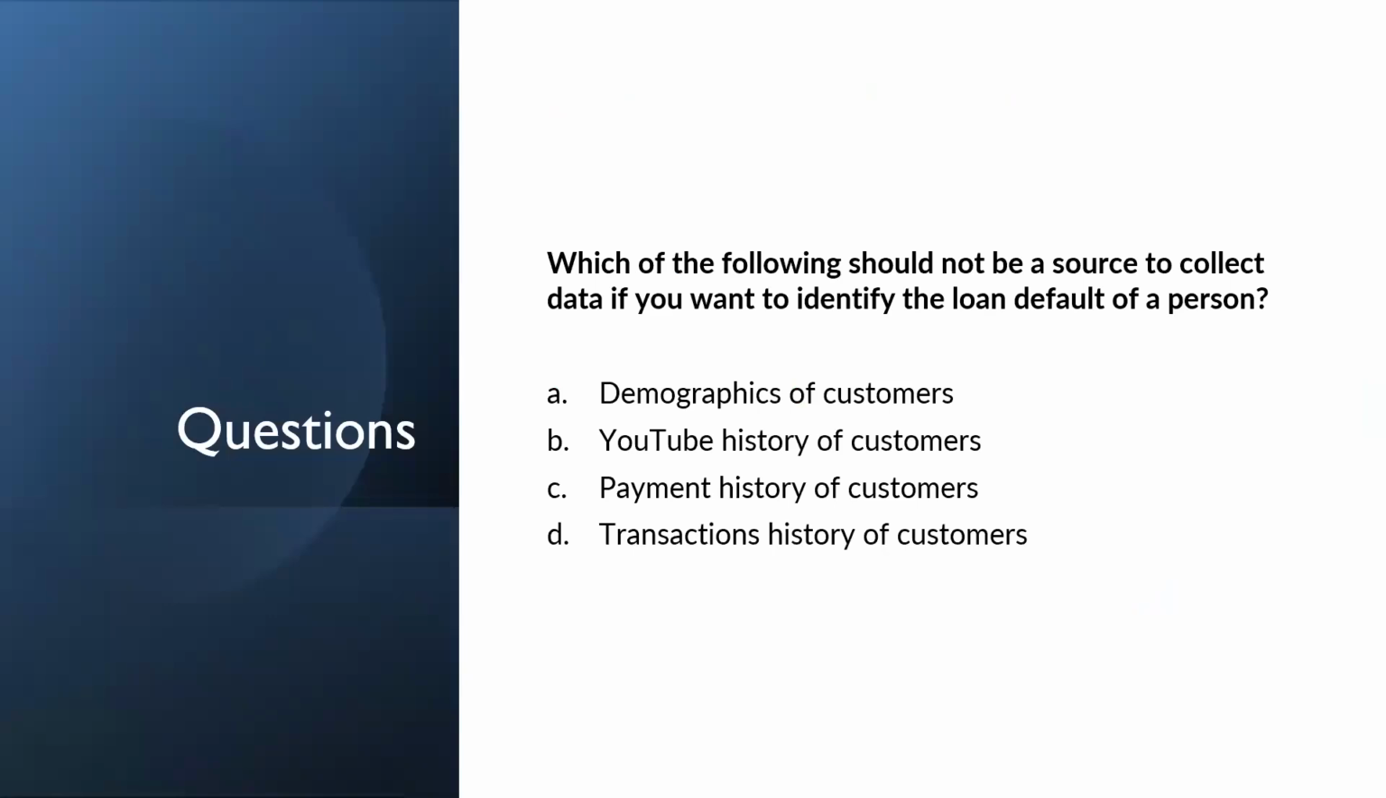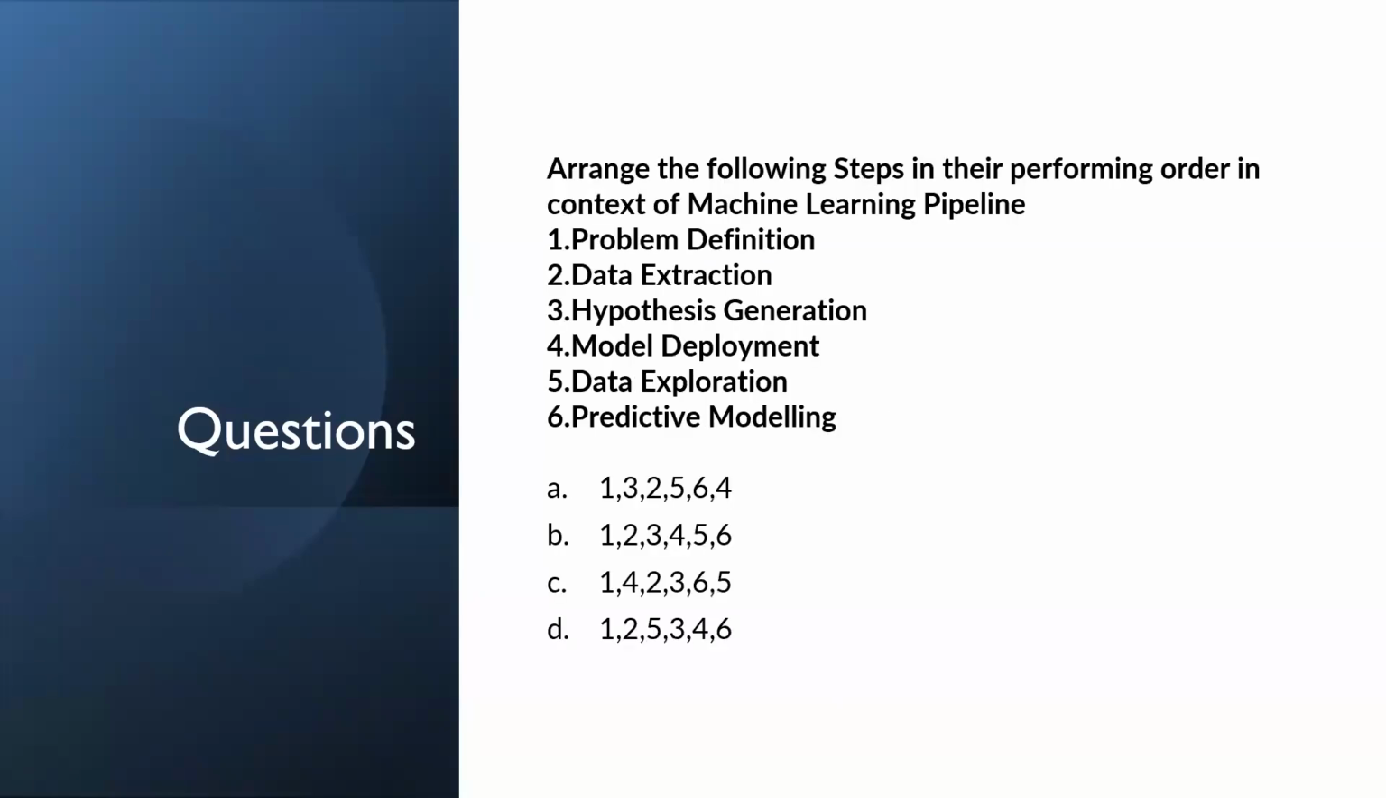Let me ask a question. Which of the following should not be a source to collect data if you want to identify the loan default of a person? Think about it. YouTube history? Demographic features are required, payment history is required, transaction history is required. What can I do with the YouTube history? Definitely not the correct answer. Next: arrange the following steps in the context of the machine learning pipeline.